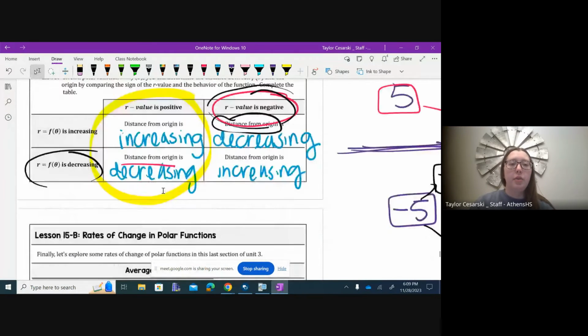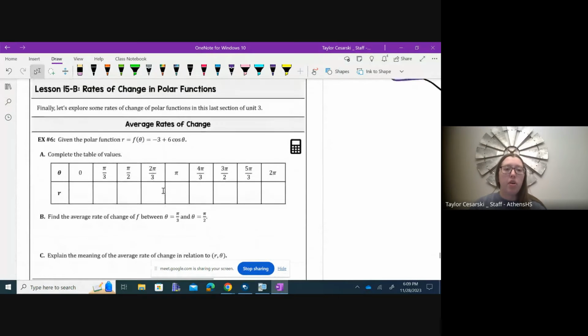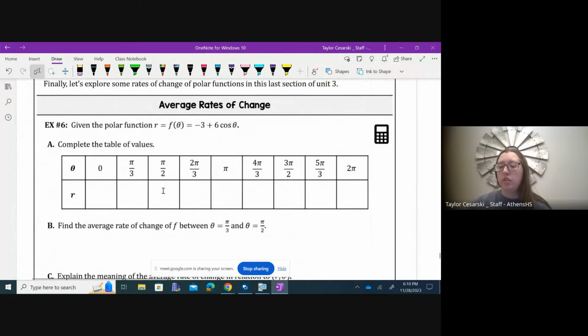All right, so we talked about last time distance from the pole, all that, and we can also find average rates of change with polar functions. So I want you to take a second, pause the video. Try to fill out, based on these values of theta, plug each of them in to this and find the r value.